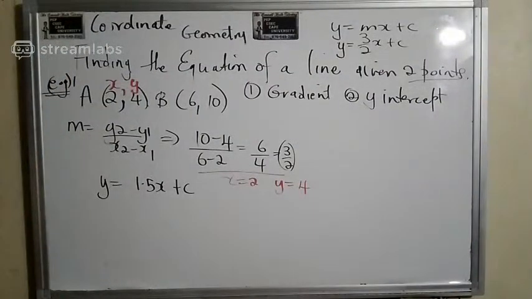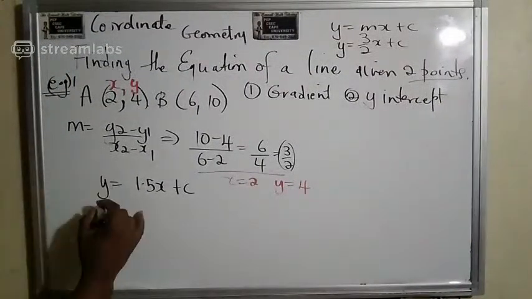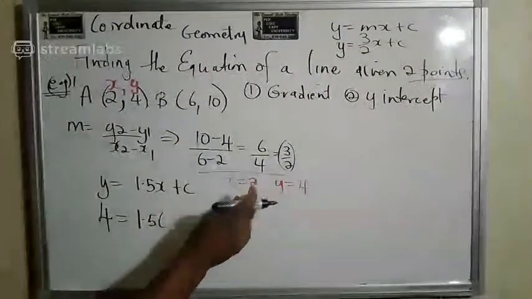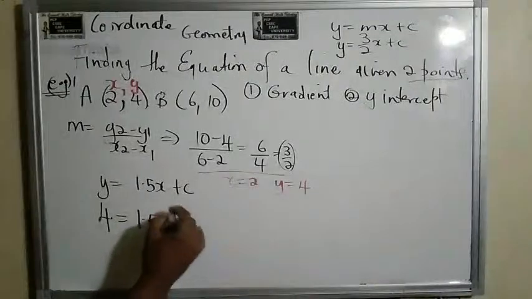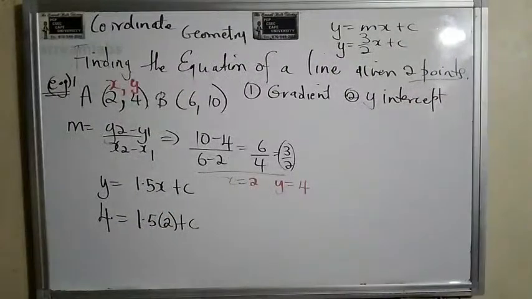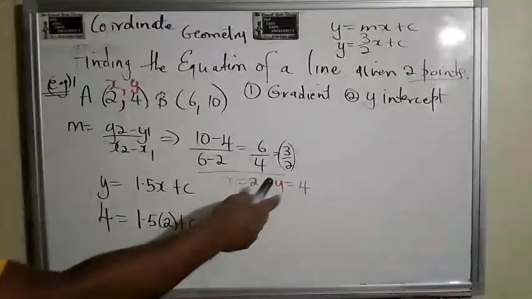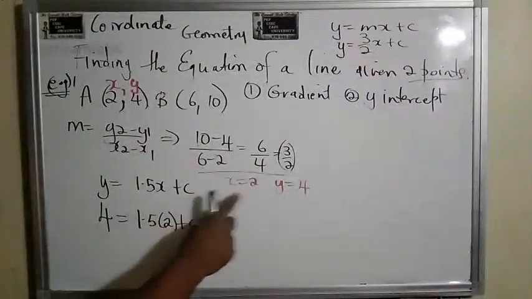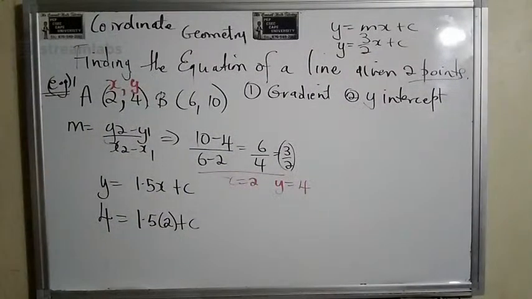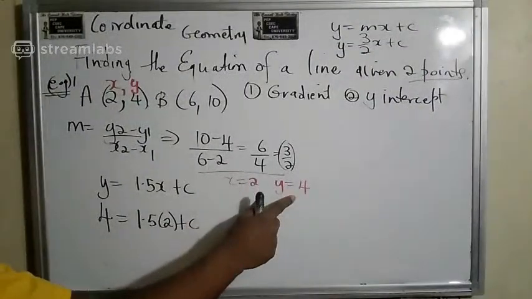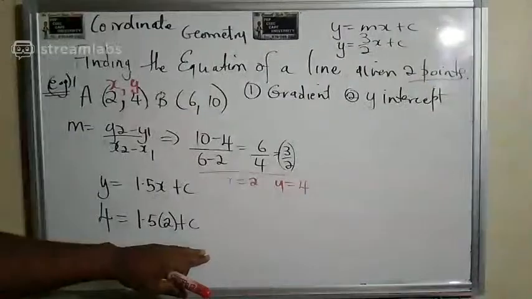That's not hard. y is 4, so we drop 4 here: 4 equals 1.5 times x, which is 2, plus c. All we did was put in the value of x and the value of y. So x is equal to 2 and y is equal to 4, and then we're going to solve for c.